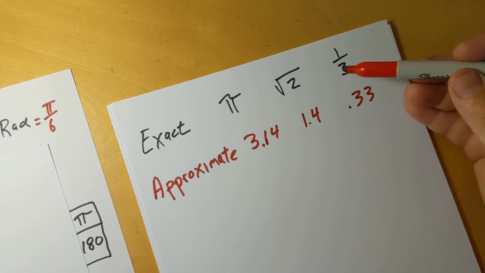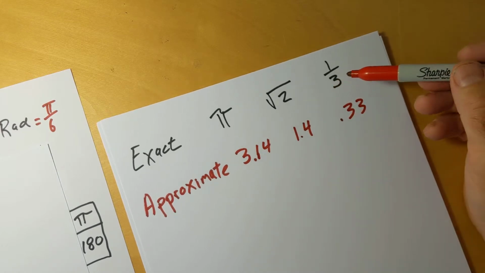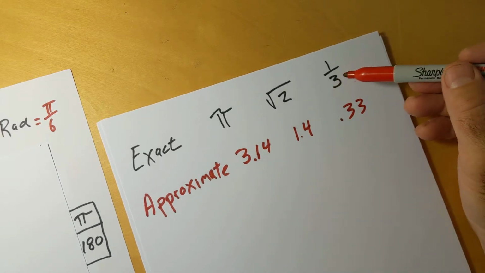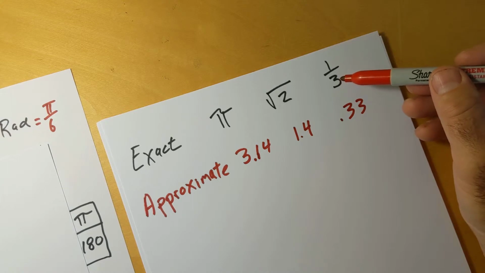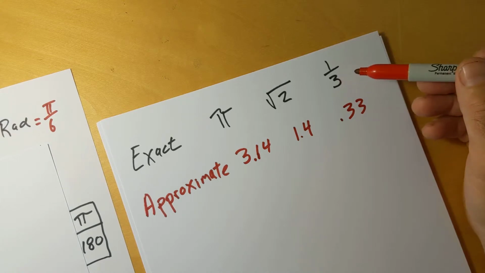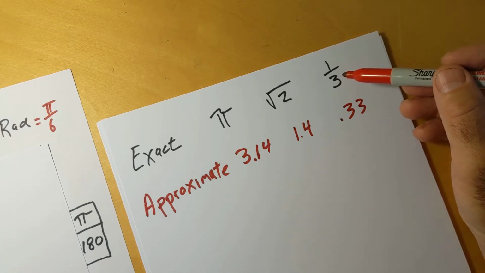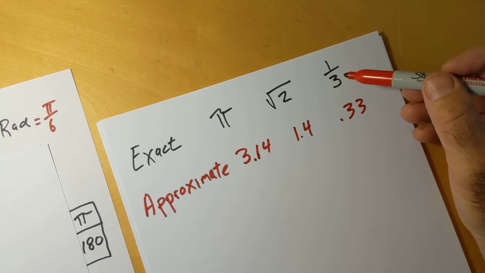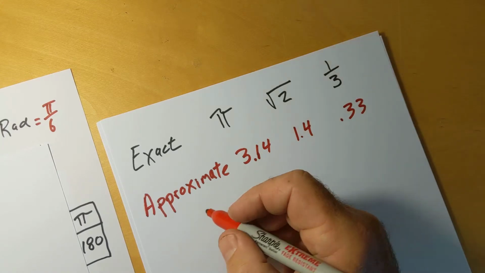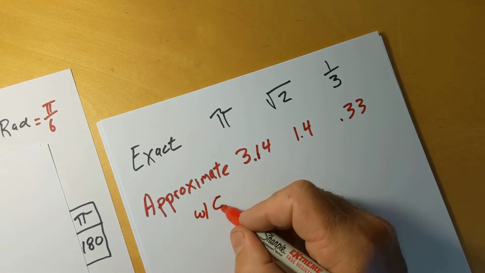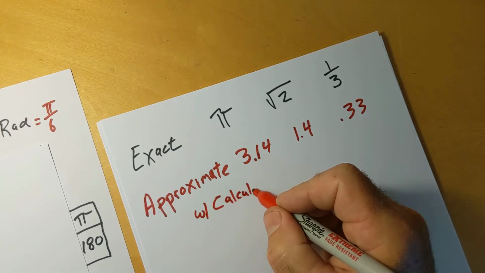So exact values are always better answers because there's no rounding error, there are no significant digit issues with it. So whenever you can leave it as an exact value, you want to. An exact value is without a calculator. An approximate value is with a calculator.